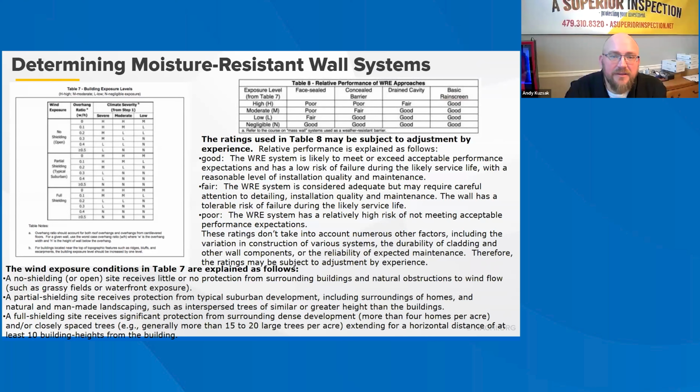All right, so you can see the ratings used in table 8, which is above, is subject to adjustment by experience, but they range in good, fair, poor for the type of WRE system. And then you have the wind-driven exposure conditions in the table 7 on the left-hand side is defined as no shielding, partial shielding, or full shielding.